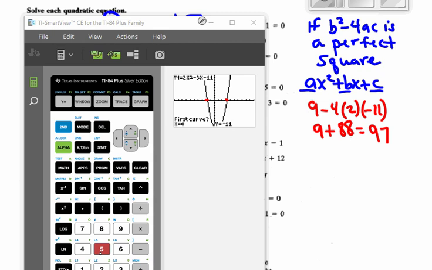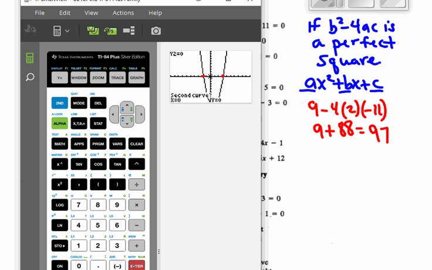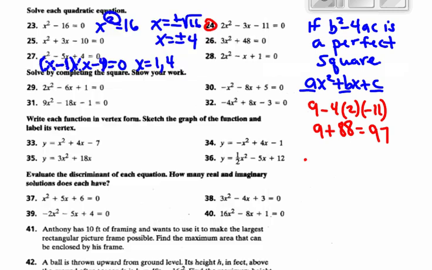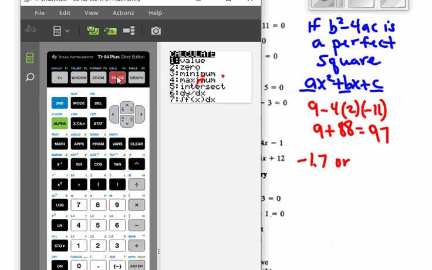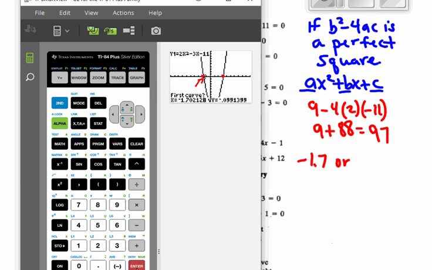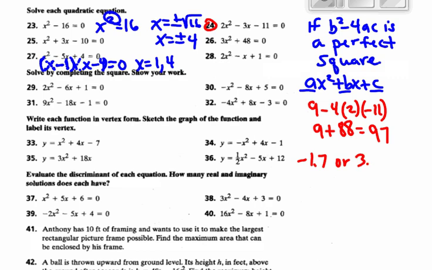Okay, all you do is hit first curve, second curve, and the first time I can just hit guess right away. It's going to jump to the closest one. So I get negative 1.7. We're going to just go ahead and round to the nearest tenth. To get the other one, I do second calc, number 5 again. First curve enter, second curve enter. This time I use the right arrow and move it over toward the other answer. As long as it's more than halfway, closer to that answer than the other, it will jump to it. And you see 3.2, approximately 3.2.